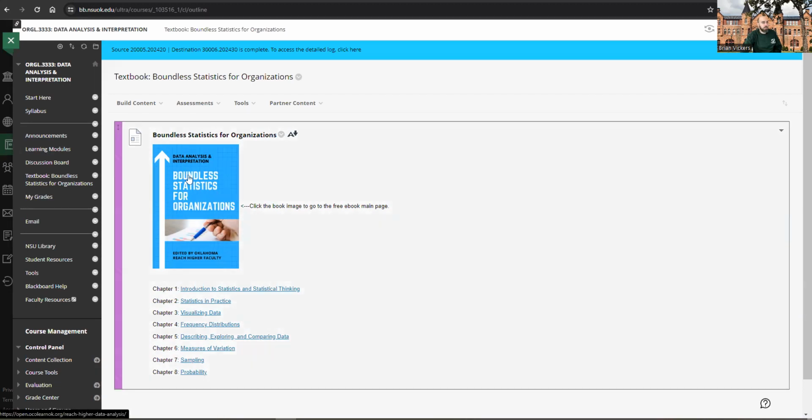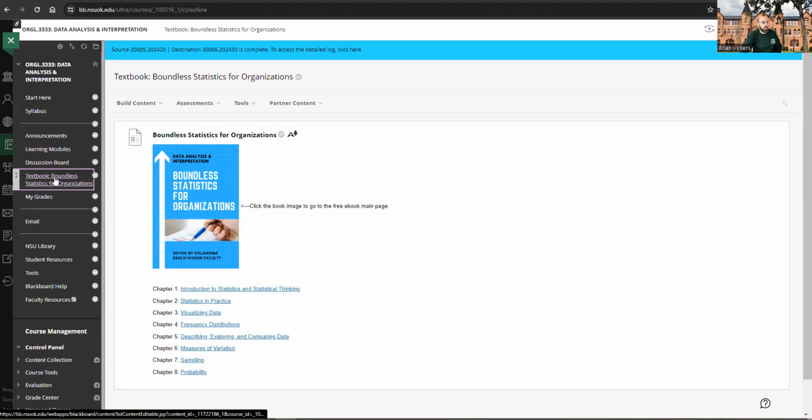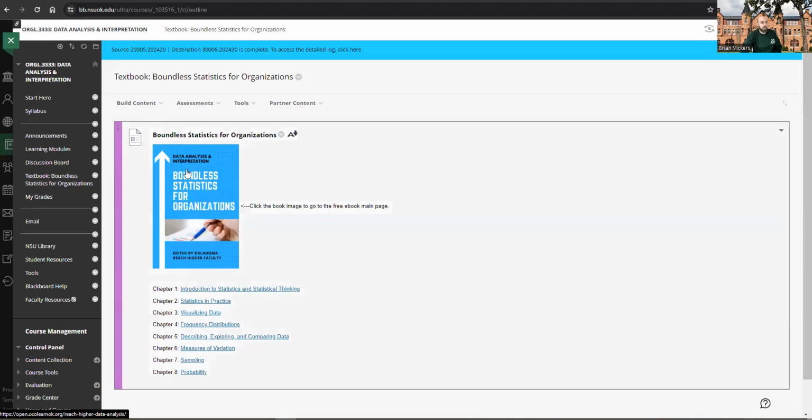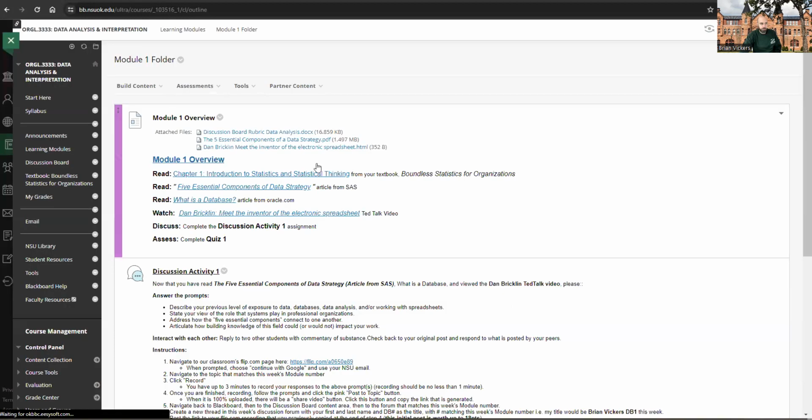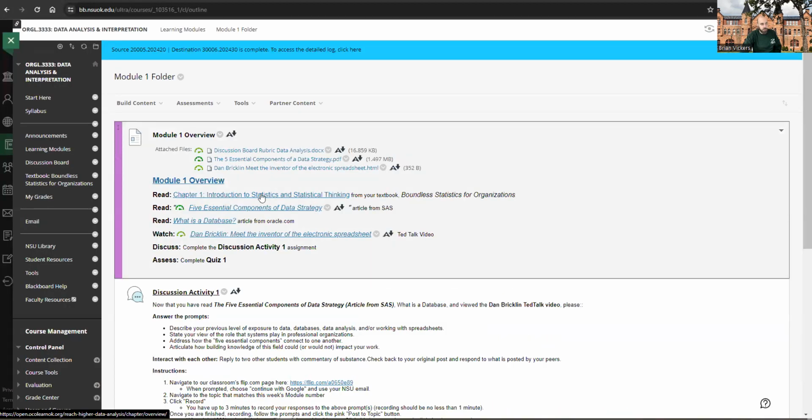So you can get to the textbook one of two ways. You can either go to the textbook here on the left-hand side in this content area. If you click on the actual book itself, it'll take you to the main page, or you can click on any individual chapter. You can also go to the Learning Modules folder, and here you'll see Read, and I'll say what chapter it is you're reading. Click on that, it'll take you to the book as well.